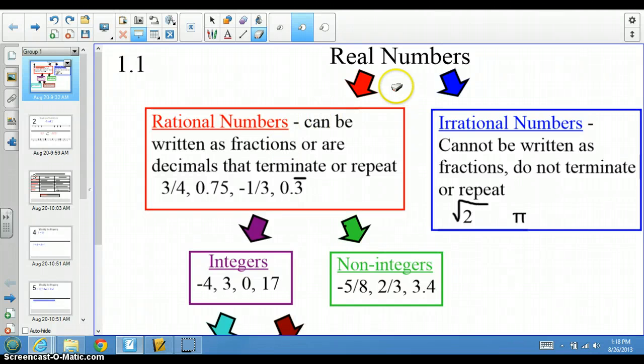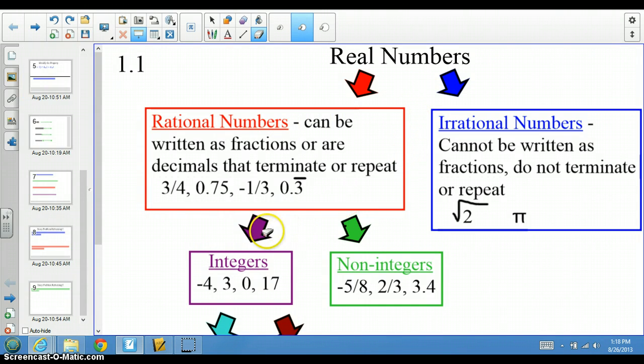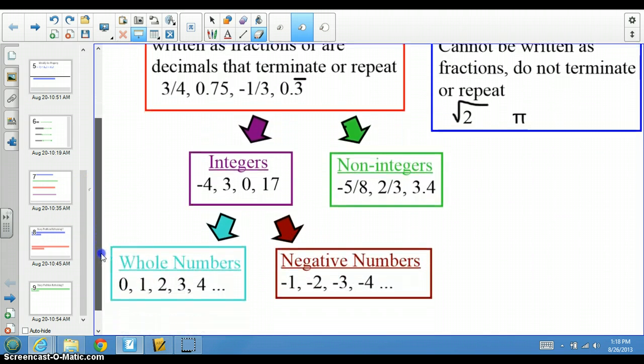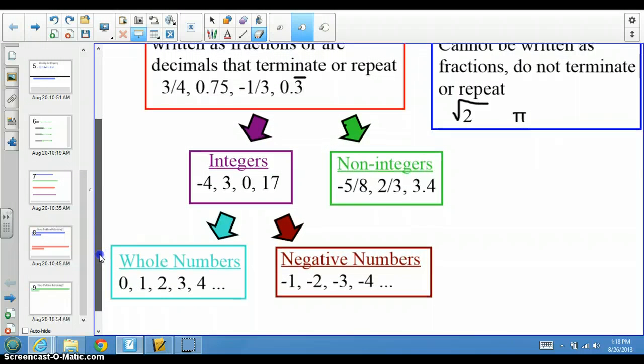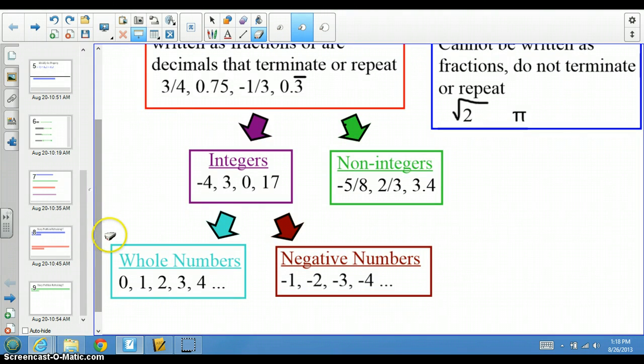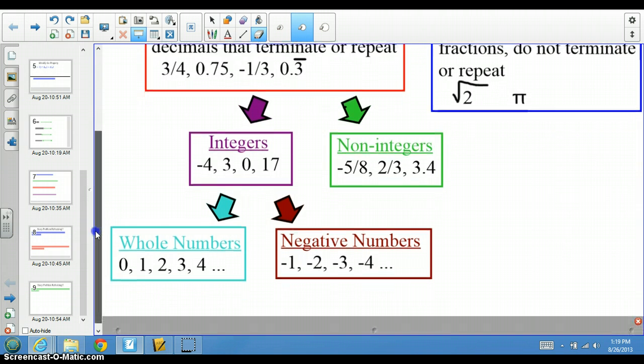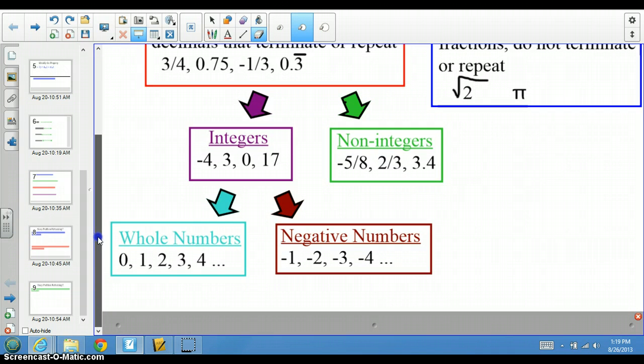Now, inside of rational numbers, we can also break down a lot of numbers there into integers. Integers are positive and negative whole numbers. Non-integers are numbers that aren't whole numbers, so it could be a decimal or a fraction. But remember, that decimal has to either repeat or it has to terminate. Inside of rational numbers, we have whole numbers and negative numbers.